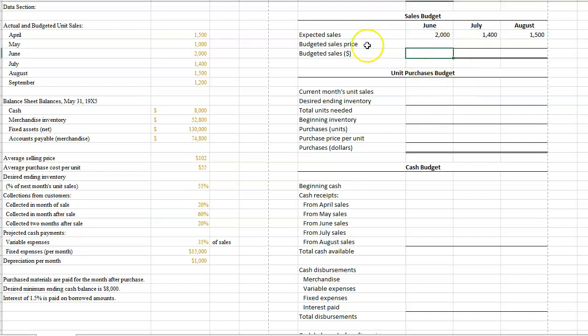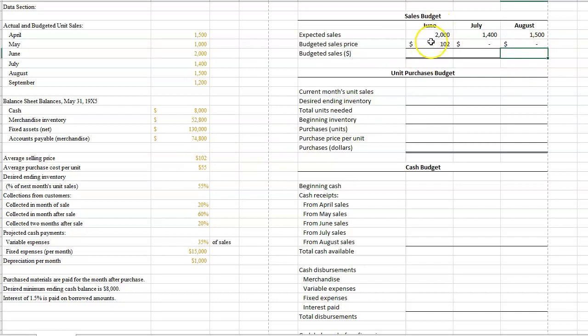Okay. So we know that these are our expected sales. And then we also know that we have a budgeted sales price of $102. So we sell each of these units for $102 each. I'm going to cell reference here. I'm going to drag this over. Look, this is going to turn into an Excel video. But notice when I drag it over, it drags over the column as well.